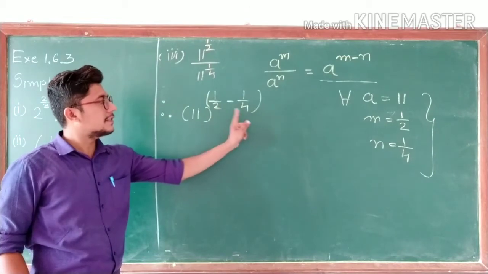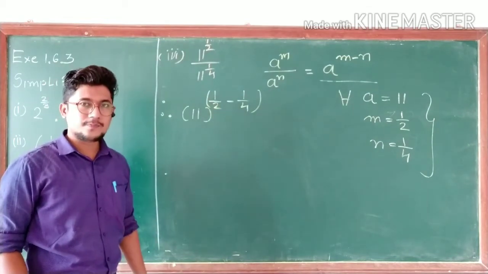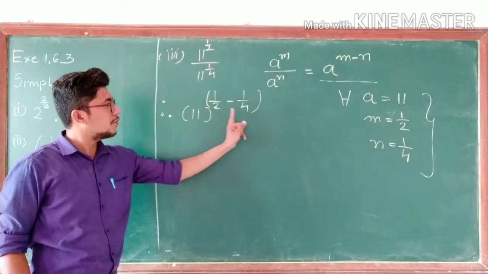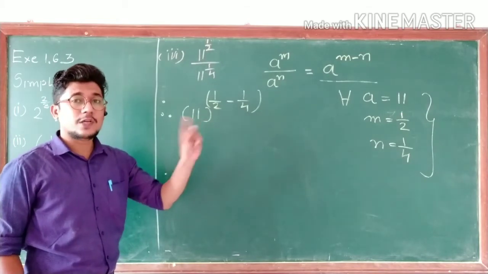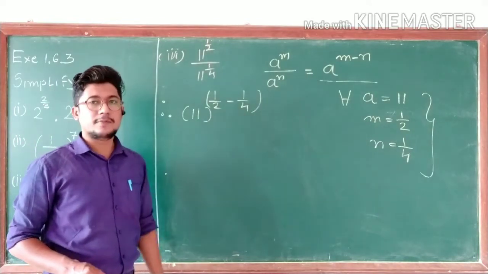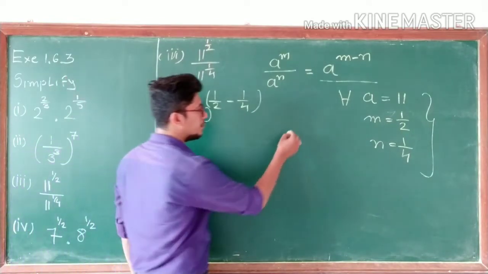Again, base is not same. Yes or no? Base is not same. But you can see that here there is 2, here there is 4. 2 is a prime number, but 4 is not a prime number. It is co-prime. So what we have to do?